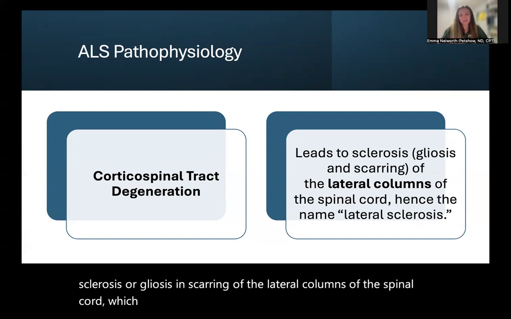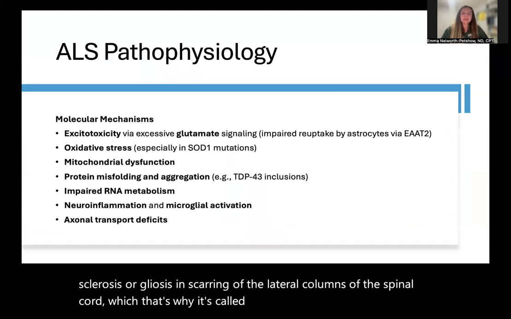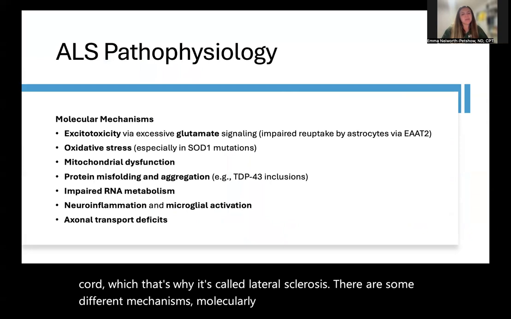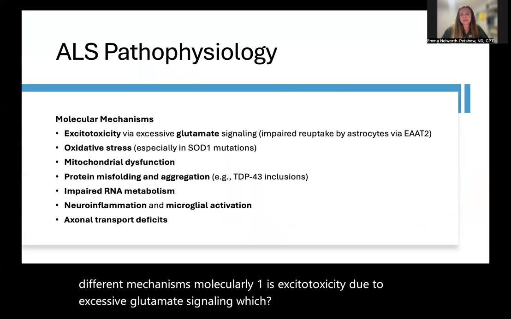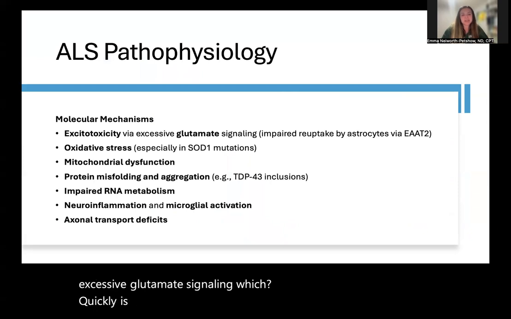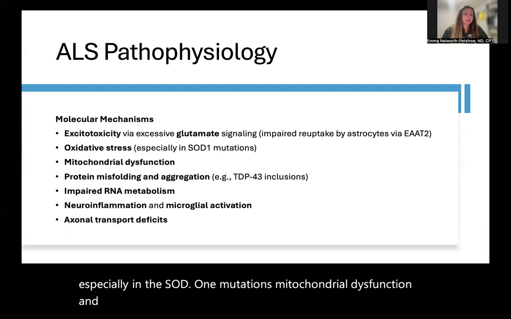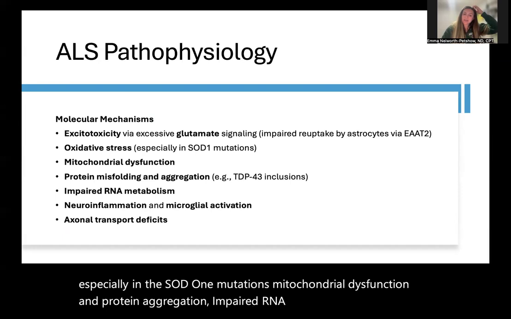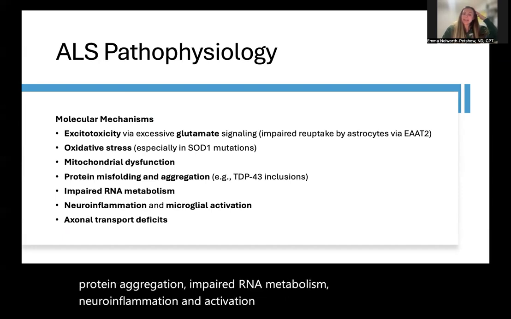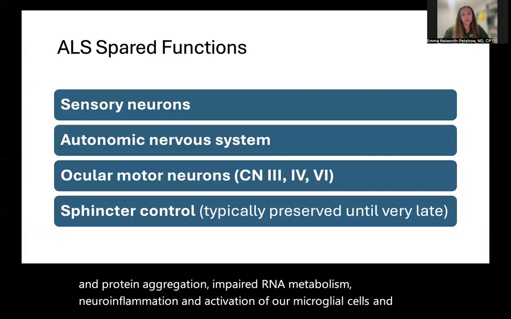it's called lateral sclerosis. There are some different mechanisms molecularly. One is excitotoxicity due to excessive glutamate signaling, which is typically from impaired reuptake by astrocytes. Oxidative stress, especially in the SOD1 mutations, mitochondrial dysfunction and protein aggregation, impaired RNA metabolism, neuroinflammation and activation of our microglial cells, and issues with axonal transport.